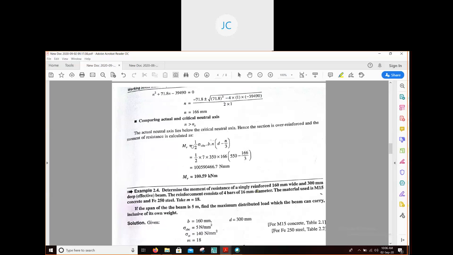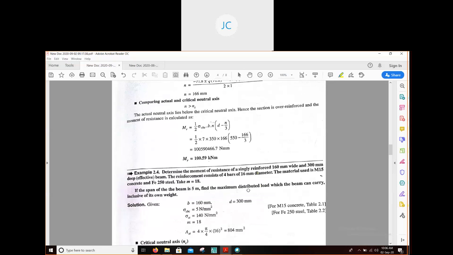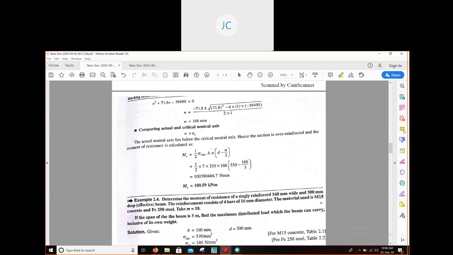This is the formula for the over reinforced section. Just put in all the values, and you will get the value in terms of Newton and millimeter. If you want to convert the value into kilonewton meter, just divide it by 10 to the power 6. Your decimal will be shifted 6 places, and then you will get 100.59. The unit will become kilonewton meter. I hope all of you have understood this problem also.